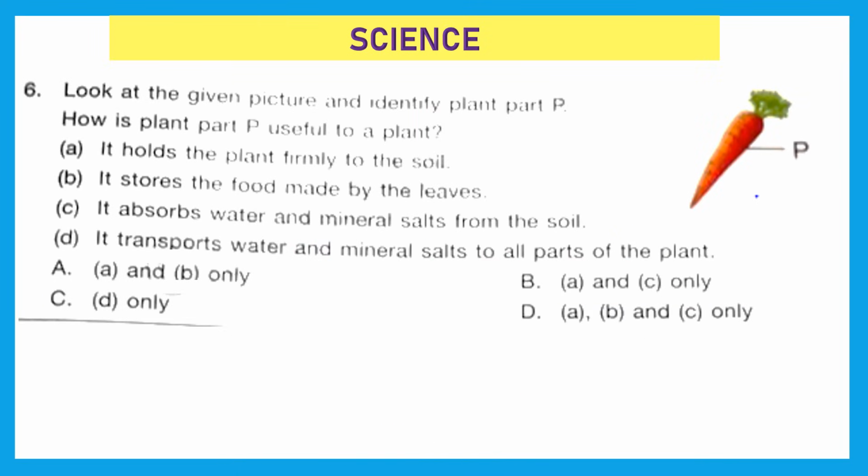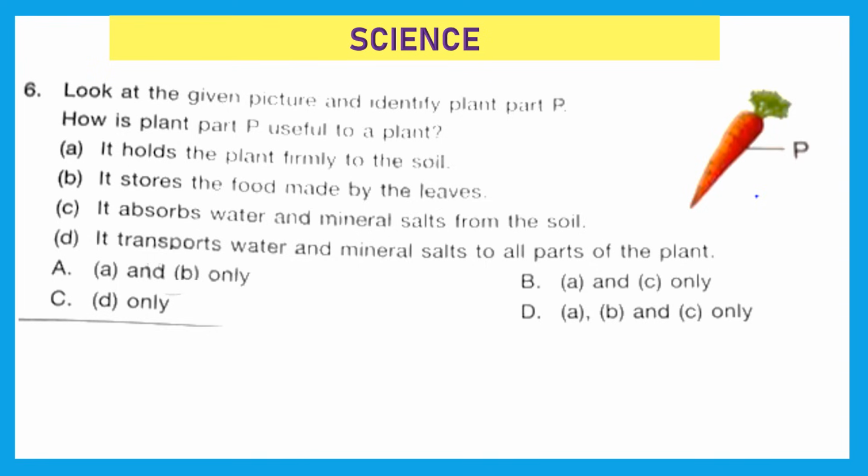Moving to the next section, that is science. Question 6. Look at the given picture and identify plant part P. And the picture is of a carrot. How is plant part P useful to a plant? Now let's first understand what a carrot is. Carrot is a root vegetable.